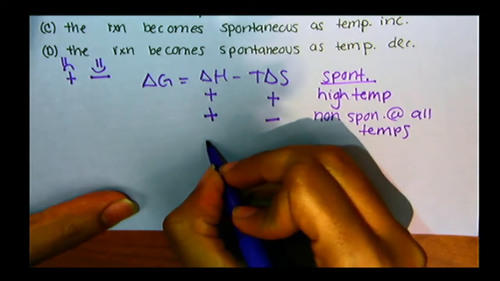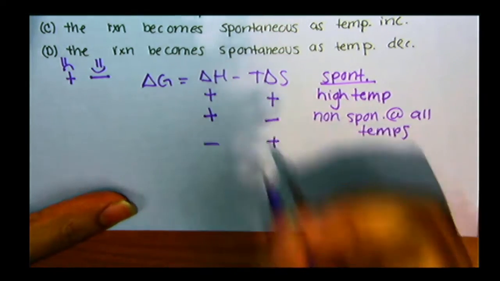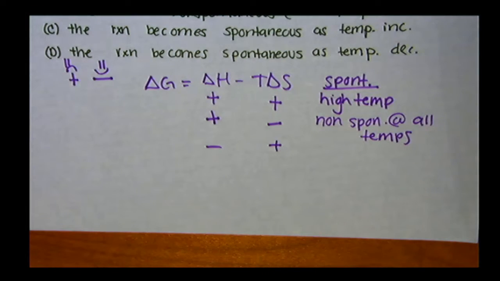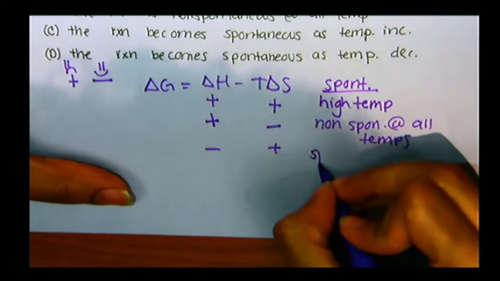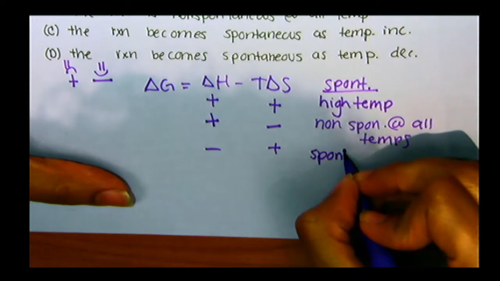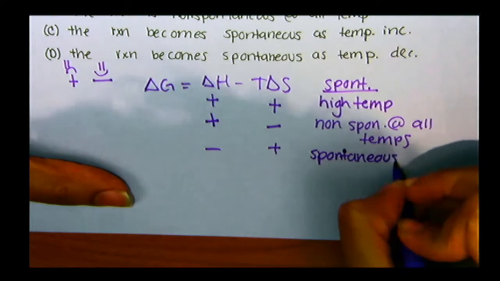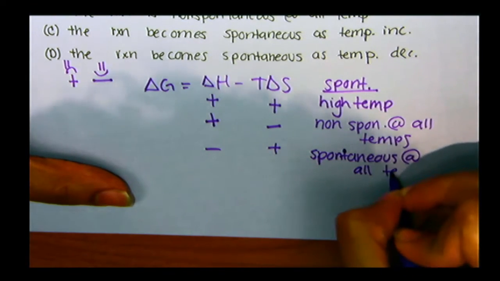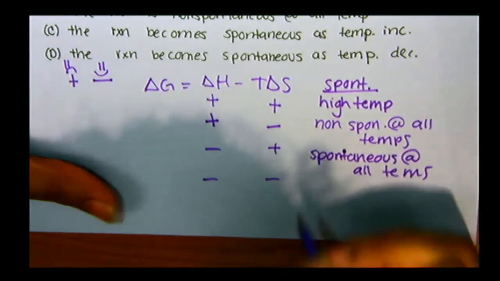And the last one is negative and negative. If you add a negative minus a negative, so that negative minus a negative delta S is going to be positive. So in order to keep this negative, you want that second half of the equation to be really, really small. So you're going to want the temperature to stay really, really low so that you're adding a small number and you can, in hopes, still keep it negative. So this would be spontaneous at low temperatures.